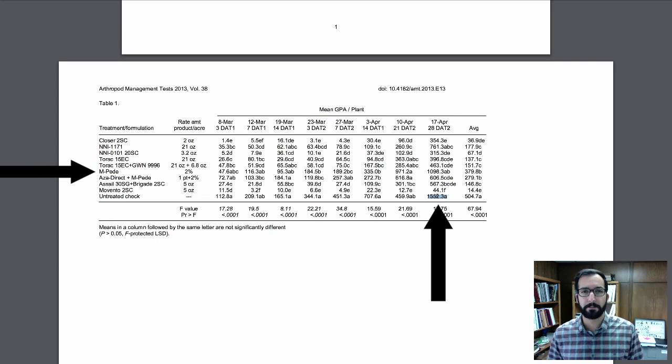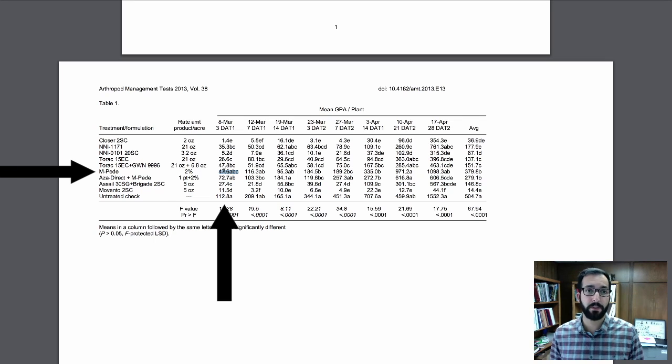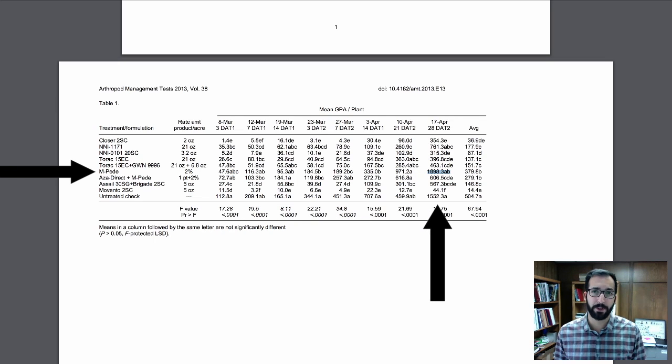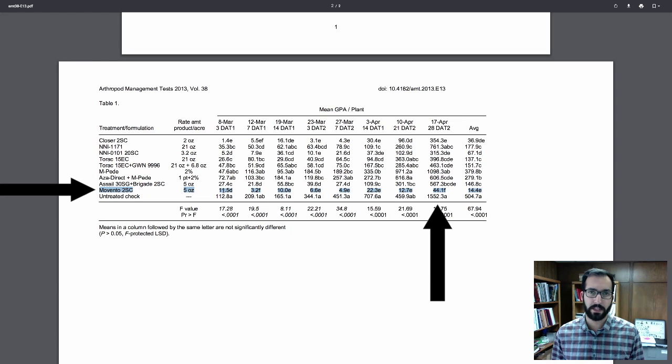Now let's look at Impede. By 3 days after treatment, Impede had about half the number of aphids as the untreated check, but 47.6 aphids per plant on average is still quite a bit. By 28 days after treatment 2, aphid numbers are over 1,000 per plant, which is not really different from the untreated check. So although Impede may have provided some limited suppression of the aphids, it did not really provide sufficient control.